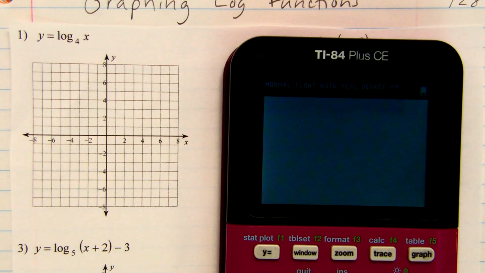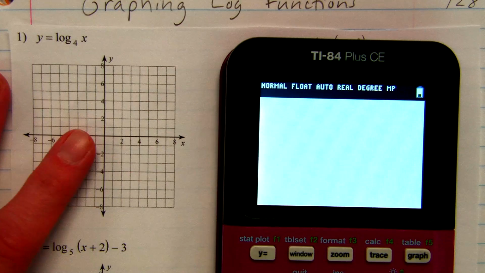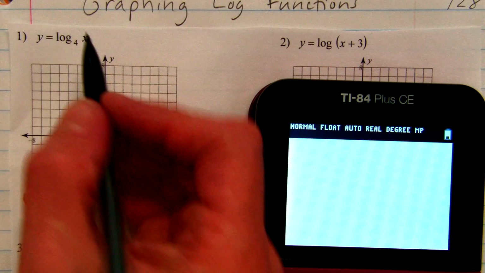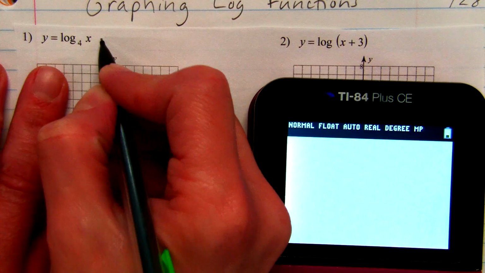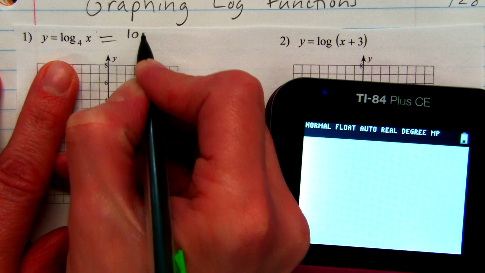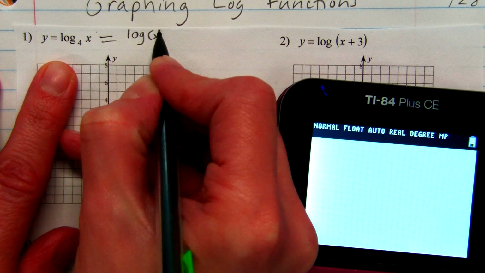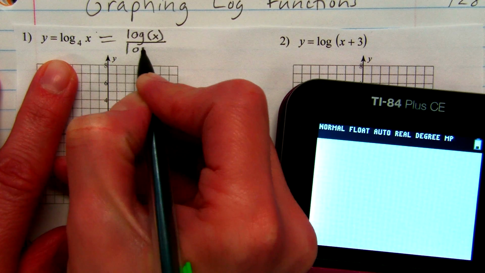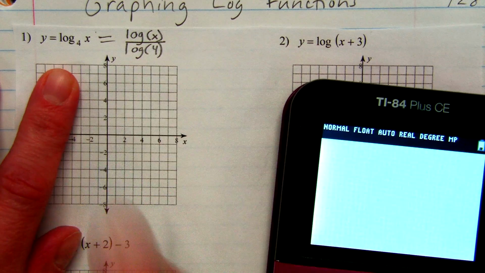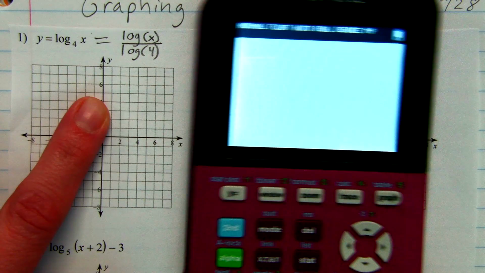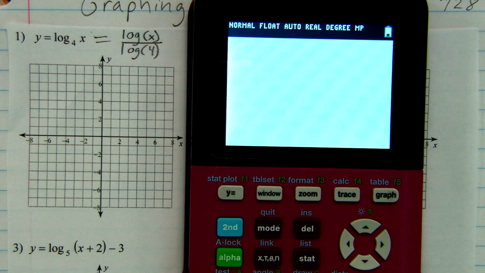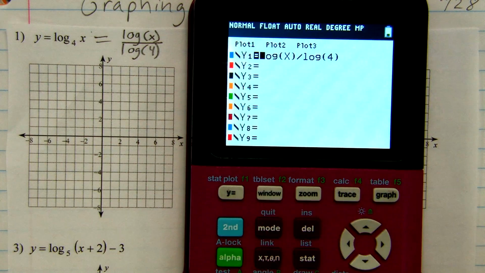All right, so when you graph log functions, we are going to use the change of base theorem to type them in. So when I have log base 4 of x, the first thing I need to realize is that's the same thing as log of x divided by log of 4, and that's how we're going to put this into the calculator. So we are going to use the y equals feature.